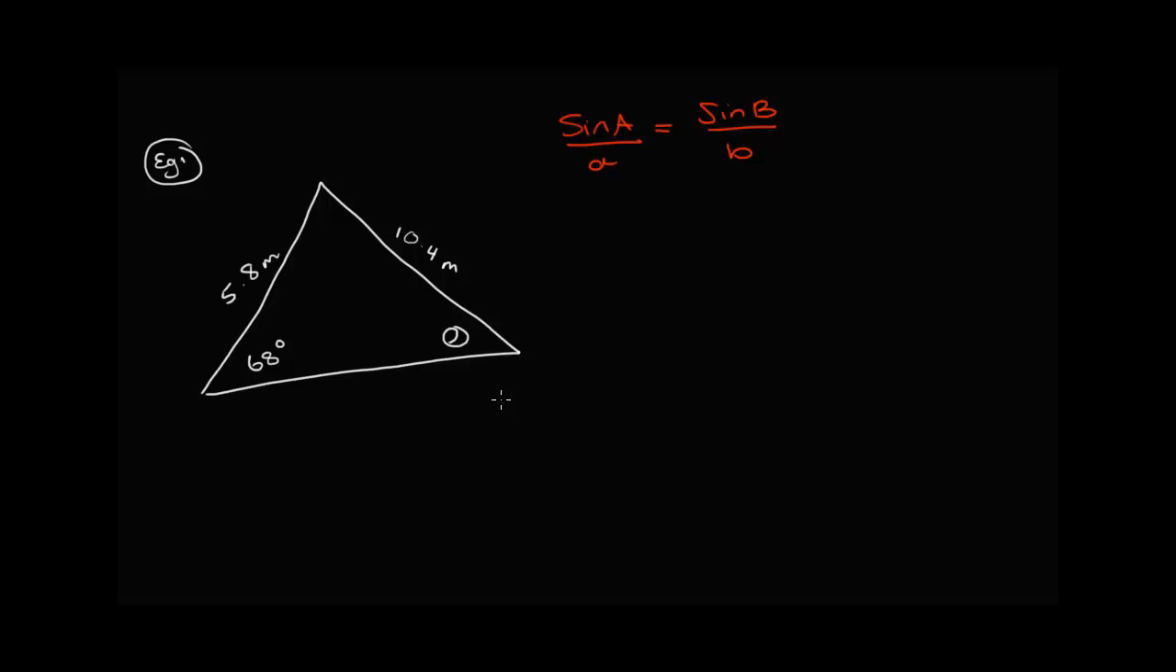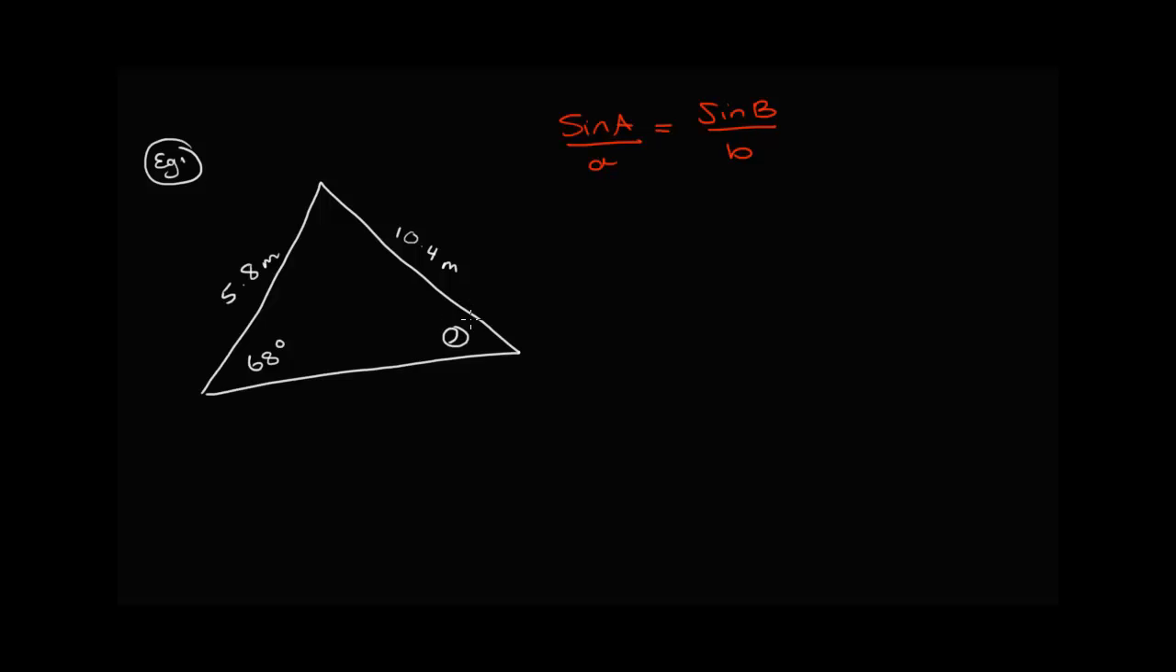Now, what do I need in order to be able to use the sine rule? Well, I need to know my four pieces of information. So here I'm given three: the 10.4, the 5.8, and the 68. I'm asked to find the fourth piece of information, which is theta.